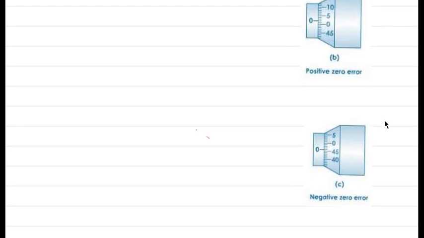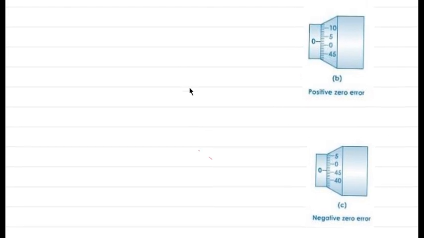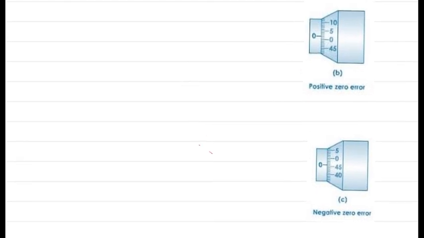Listen carefully, because students face problems understanding and working on this. I'm going to talk about the positive error. Just look at the diagram. Here is the zero, and the reference line is over here, while zero is over here. It means that there's a gap. There's something wrong. It means there's an error.